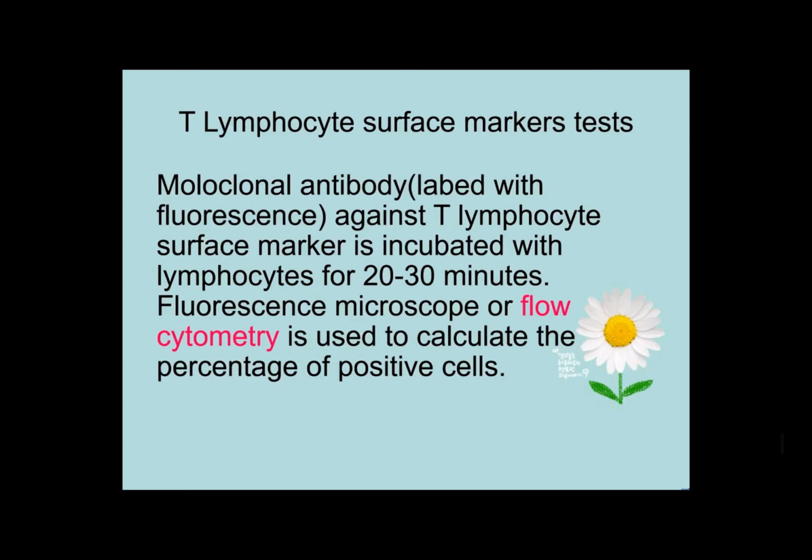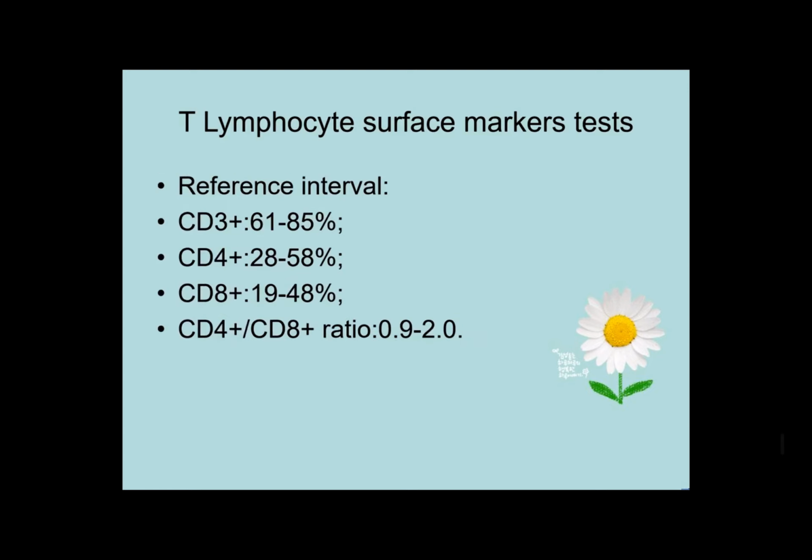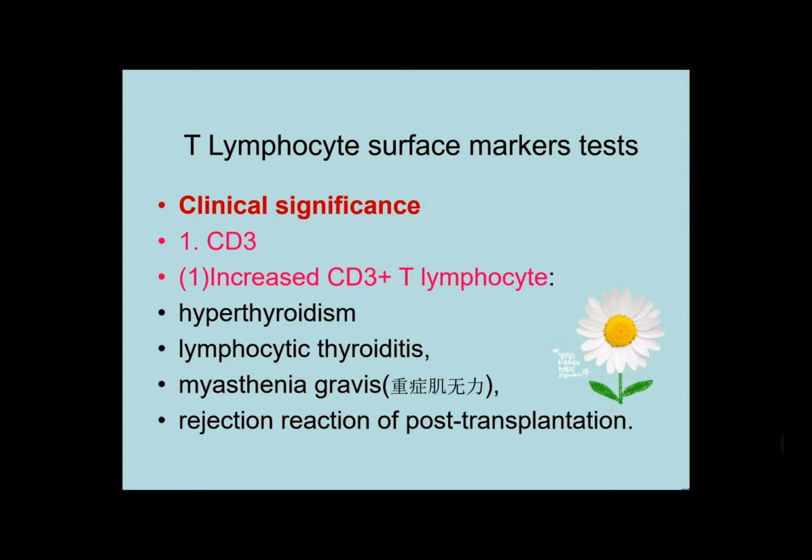Now we can calculate the percentage of positive cells by flow cytometry. By using the monoclonal antibody against the T lymphocyte surface markers, we can get the percentage of the T lymphocyte or B lymphocyte. This is the reference range of CD3, CD4, CD8, and the ratio of CD4 and CD8. CD3 increase can be seen in some immunoactivations, and also in the reaction of post-transplantation.